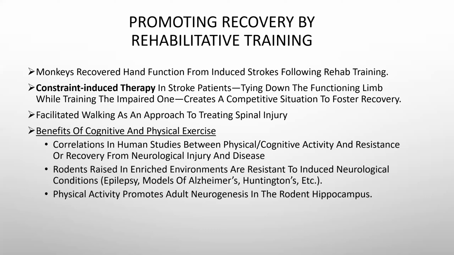And then physical activity promotes adult neurogenesis in the rodent hippocampus. So staying active, just physical activity, can cause or is related to the increase in new neurons in the hippocampus. And remember, the hippocampus is the main area for long-term potentiation, that is, for memory.